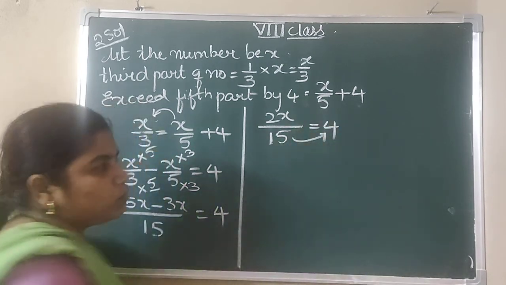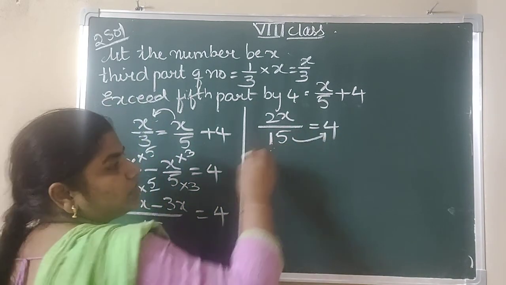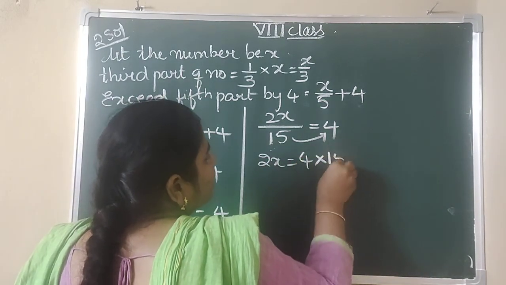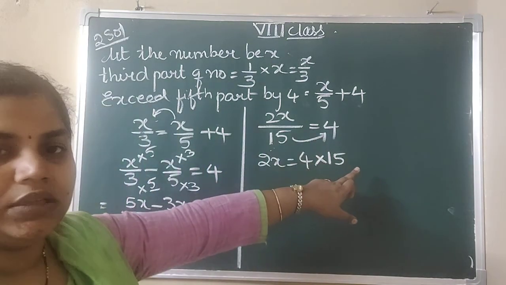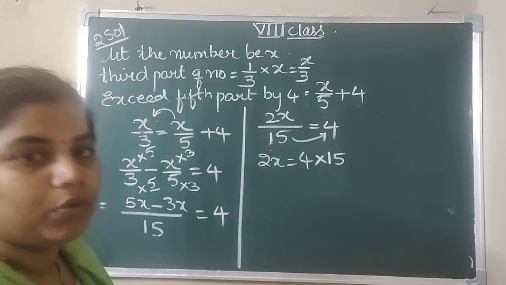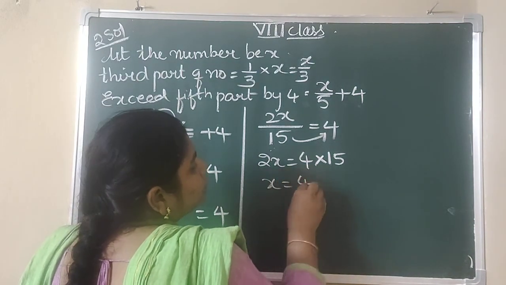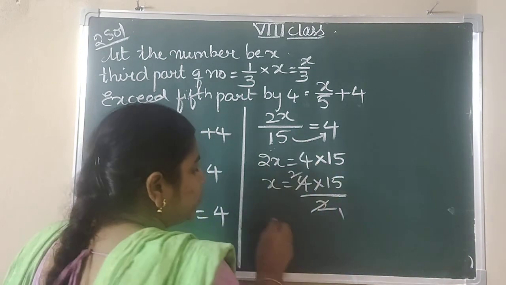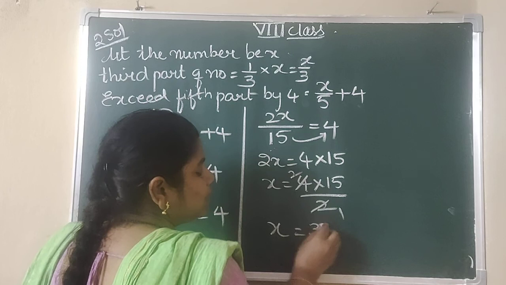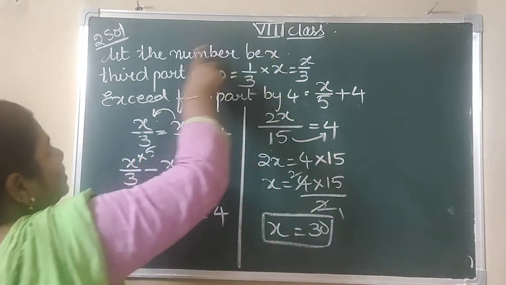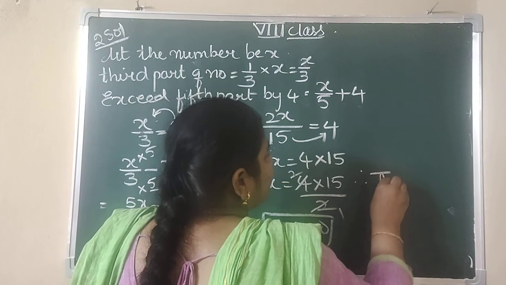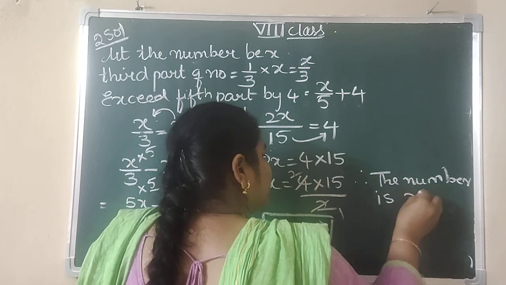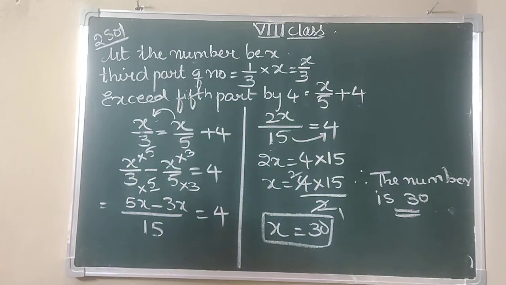Now I am sending this 15 to the other side, that will become multiplication because it is in the form of division. So 2x is equal to 4 into 15. Now the 2 I am transposing to the other side, that will become division because it is in the form of multiplication. So x is equal to 4 into 15 by 2. 2 ones are 2, 15 2s are 30. So x is nothing but the number. Therefore the number is 30. So this is our second solution.